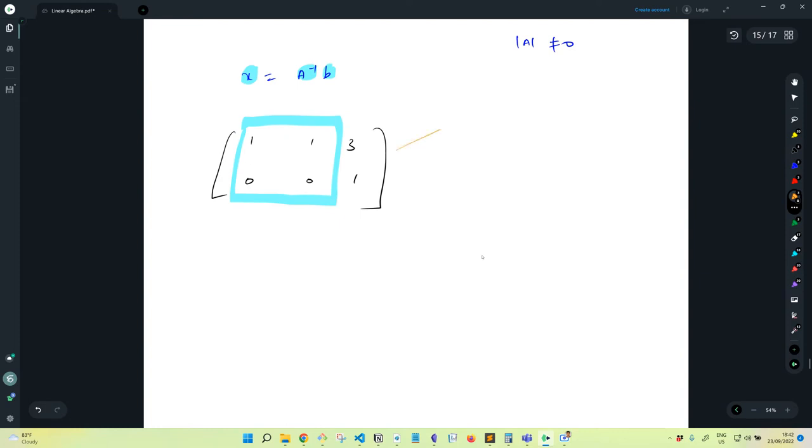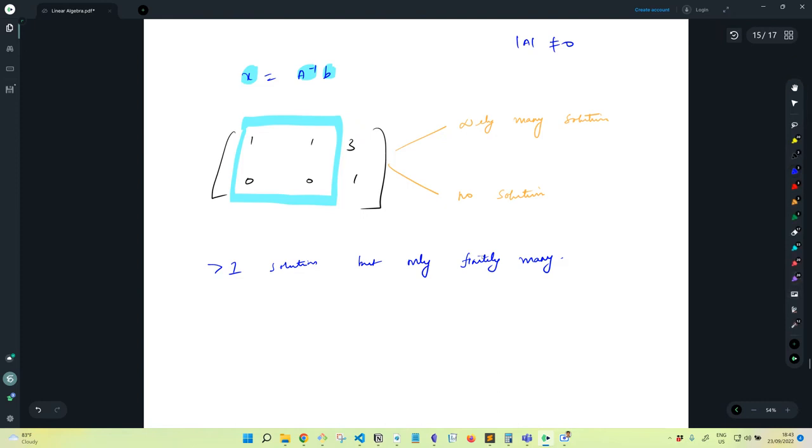Now, see, one thing is if you ever encounter such a case, then only two cases are possible. One is you have infinitely many solutions, and the other case is you have no solution. Earlier we saw a case where you have a unique solution. So from these three conditions, you know that there exists no such linear system that has greater than one solution, but only finitely many. This case will never happen.